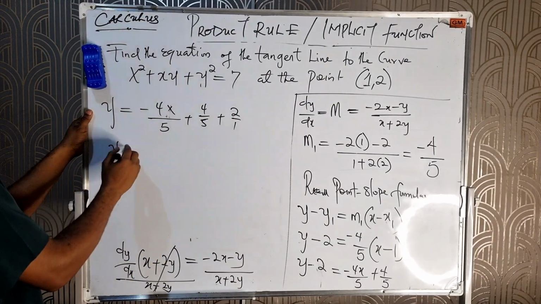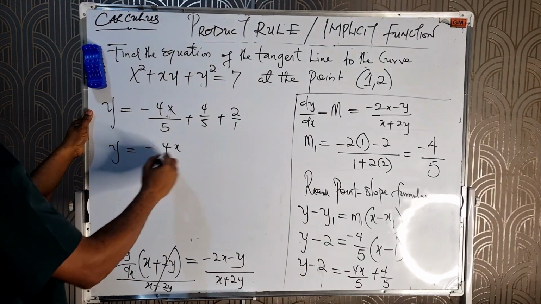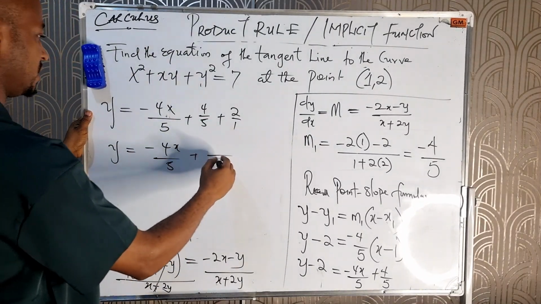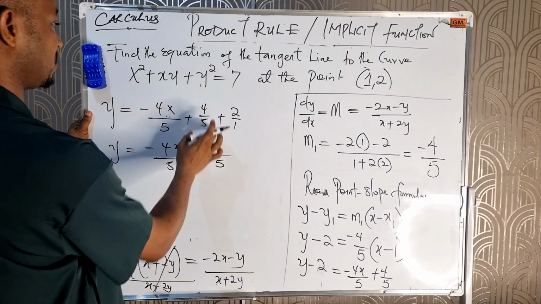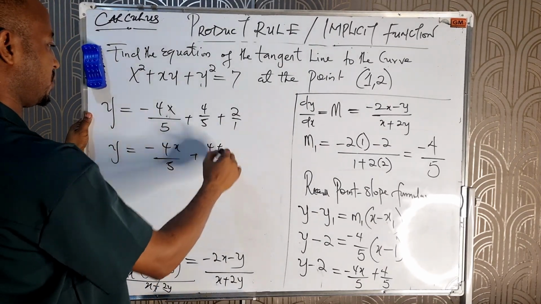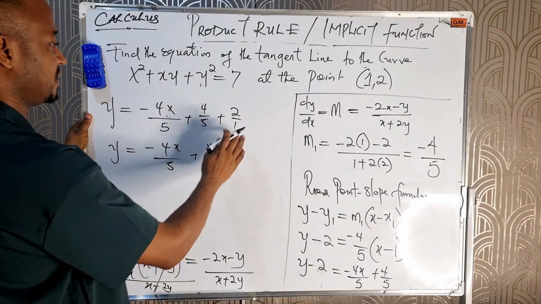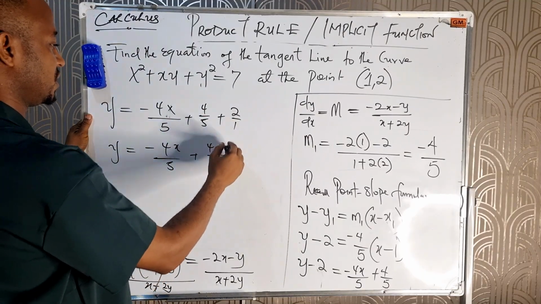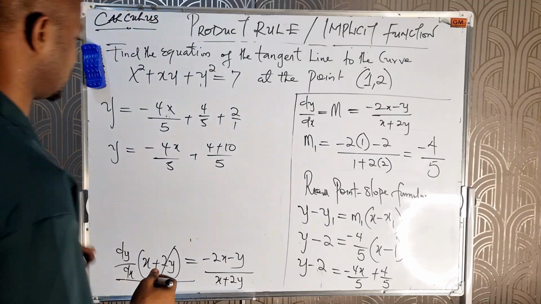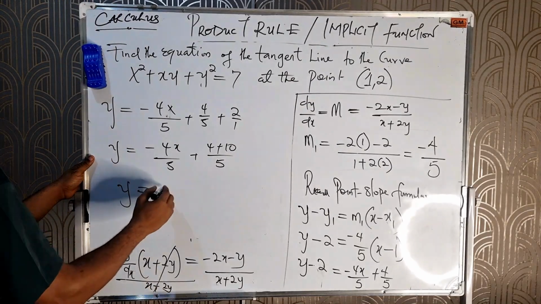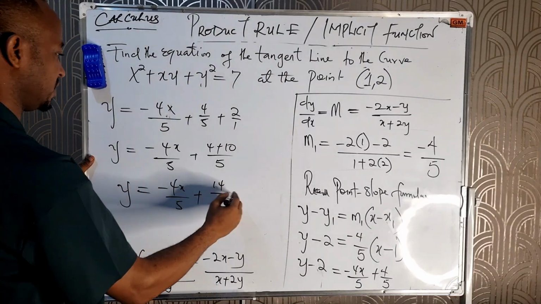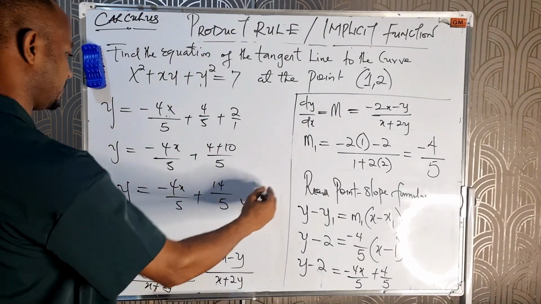So we have y equals minus 4x over 5 plus, the LCM between these two is 5. 5 into 5 gives us 1, 1 times 4 is 4, plus 5 into 1 gives us 5, 5 times 2 gives us 10, right? So here we have y equals minus 4x over 5 plus 14 over 5. This is the final answer here.